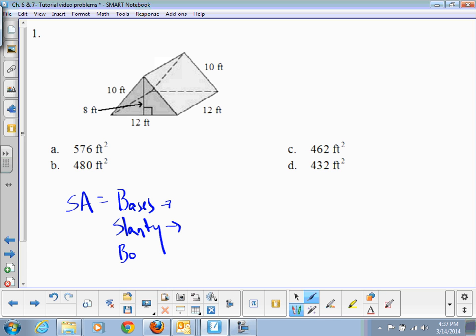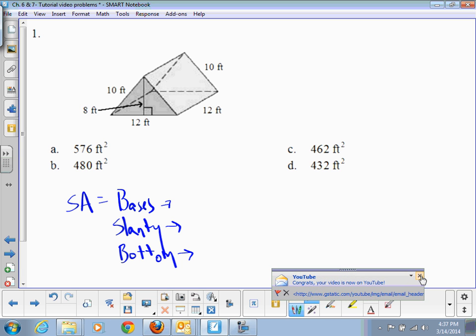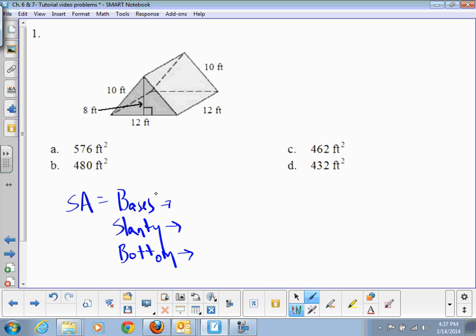No, the bottom is not the base, because we have said that prisms have two identical parallel bases. And if you think the bottom's the base, number 1, you're wrong. Number 2, there's nothing that's parallel and identical to it. So let's find the bases.